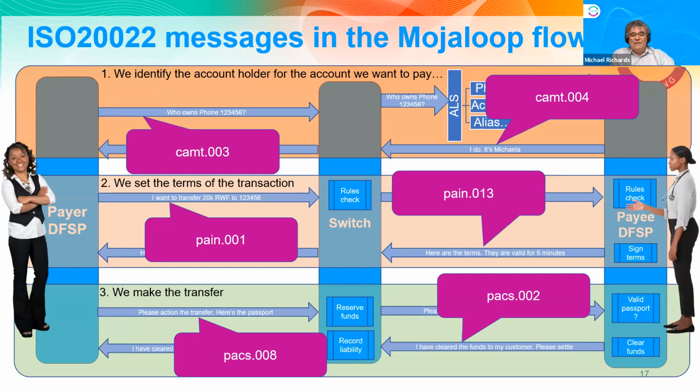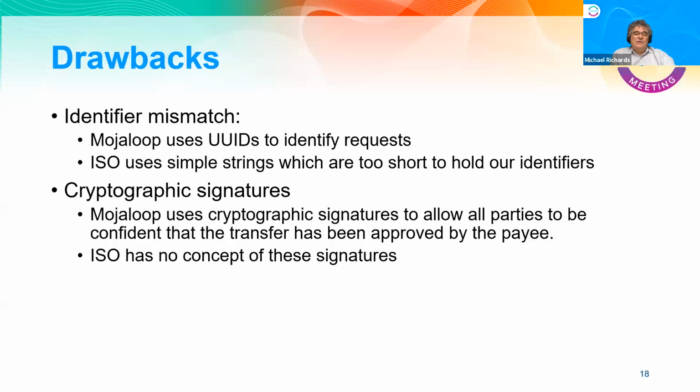There are, however, some drawbacks on this, some of which came up while we were doing the hackathon, others of which we thought about before. In particular, there are identifier mismatches now, as I'm sure you all know because you've done your API homework. We use UUIDs, unique identifiers, to identify requests, to identify messages of all kinds. That's just our standard way of doing it. Unfortunately, although ISO has identifiers, it uses 35-character strings, which are 1 character too short to hold our identifiers.